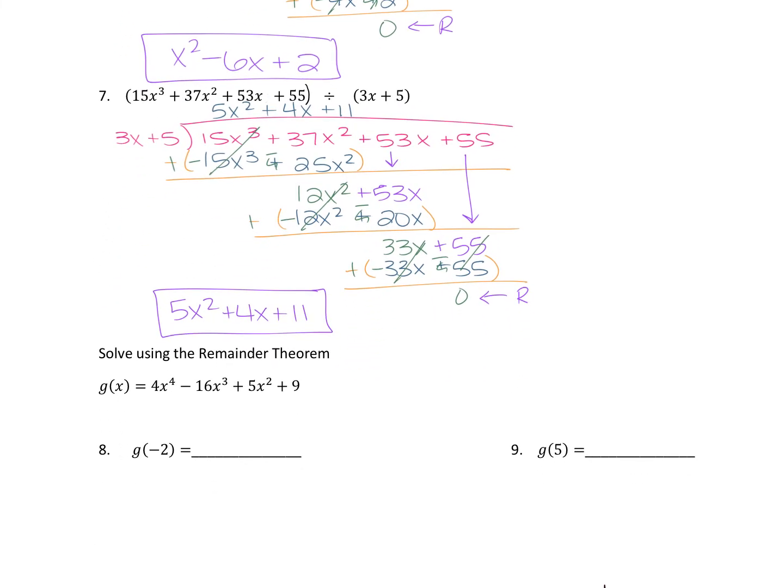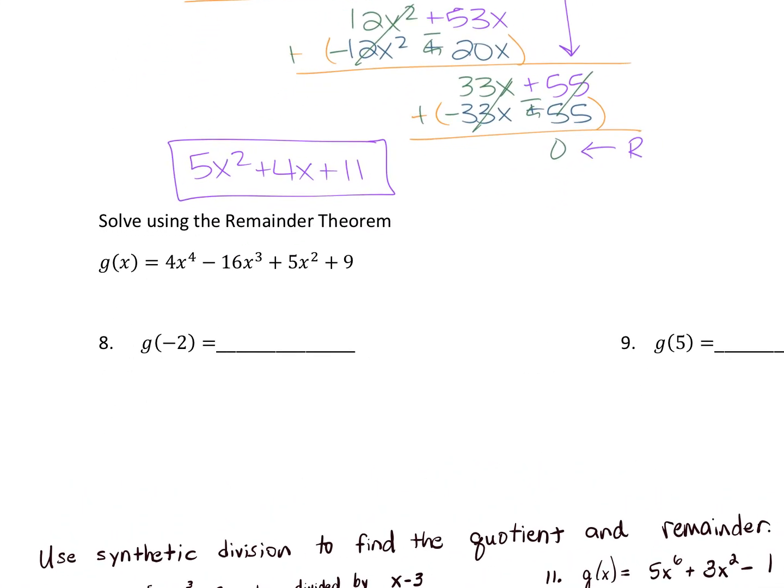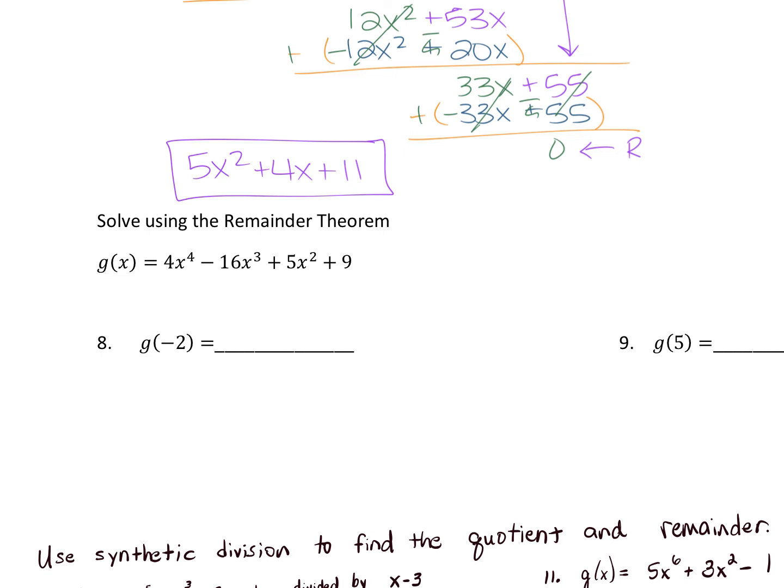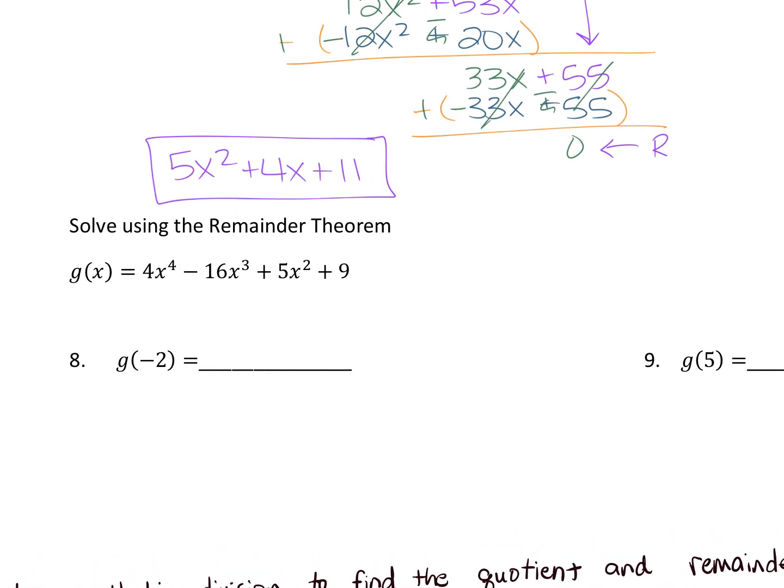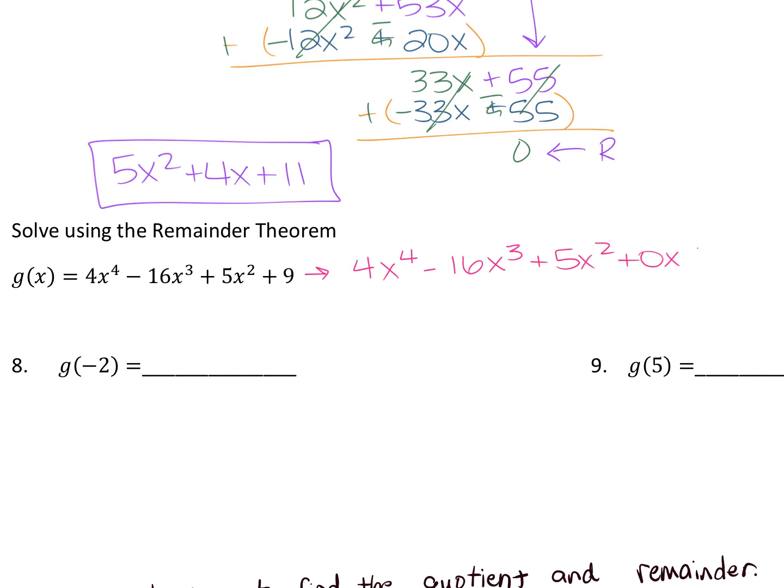For your next part, it tells you to solve using the remainder theorem, which means you're going to use synthetic division to divide. Whatever your remainder is, that's your answer. So for example 8, we have g of x is equal to 4x to the fourth power minus 16x cubed plus 5x squared plus 9. You are missing the x on this, so you're going to have to rewrite it to give yourself 4x to the fourth power minus 16x cubed plus 5x squared plus 0x plus 9.